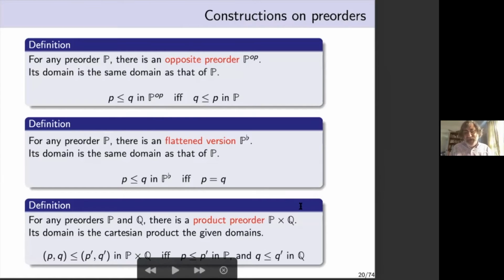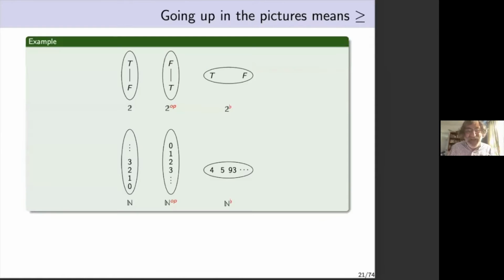There's also a product preorder. If you have seen products, you'll see this immediately, and if you've never seen it, it'll be too fast, but here are some pictures. So here's 2 from before. This is the true false preorder. This is 2 op, so I put true below it, and this is 2 flat. It goes like that. Here's the natural numbers. Here's the natural numbers upside down, 0 is at the top. And here's the natural numbers flat. They're all laid out on the flat table.